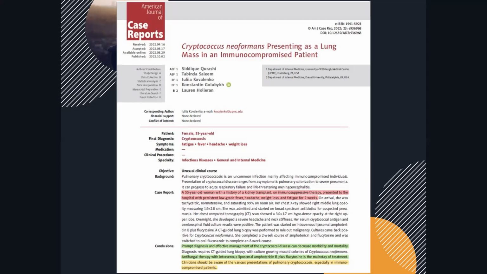Diagnosis requires CT-guided lung biopsy with culture growing mucoid colonies of Cryptococcus neoformans. Antifungal therapy with intravenous liposomal amphotericin B plus flucytosine is the mainstay of treatment, and clinicians should be aware of the various presentations of cryptococcosis, especially in immunocompromised patients.